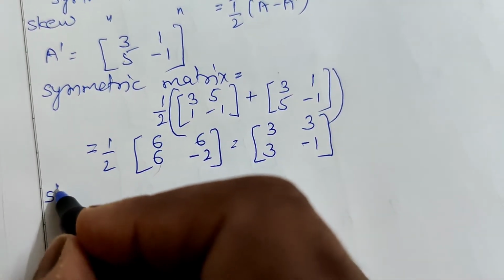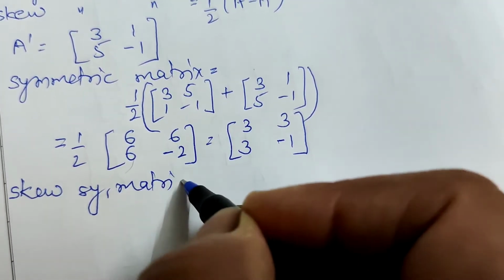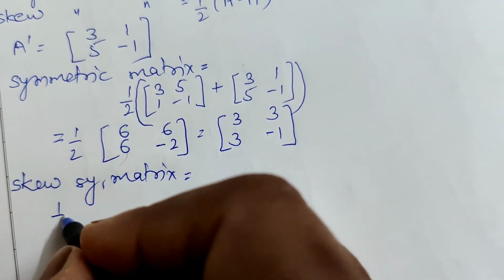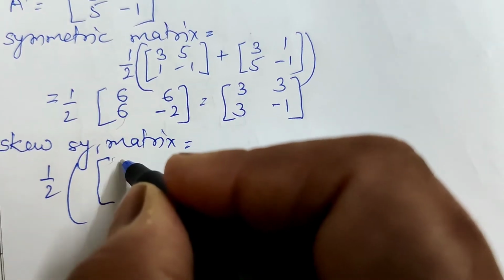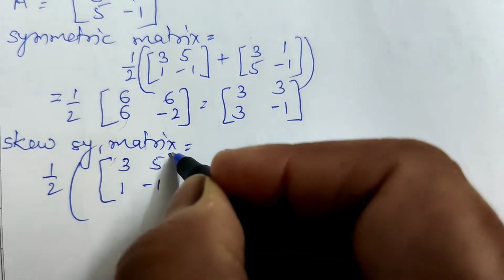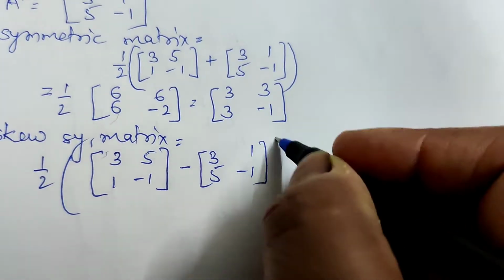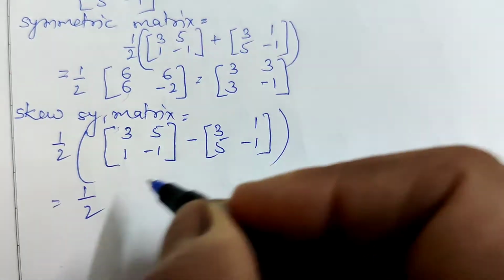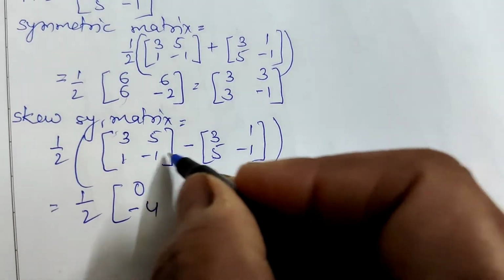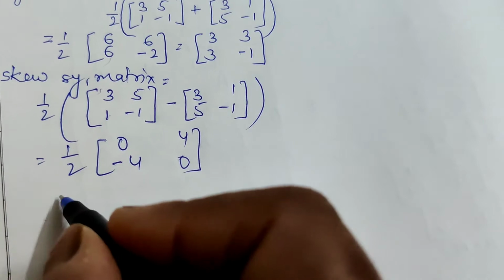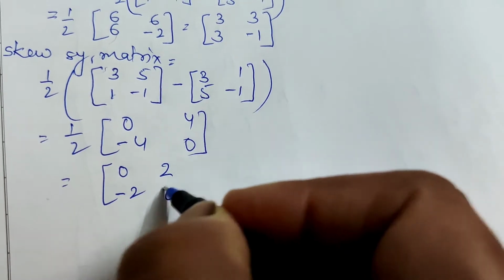And again the skew symmetric: half of A minus A dash. It means 3 1 5 minus 1 subtracted by 3 5 1 minus 1. 1 by 2, 3 minus 3 is 0, 1 minus 5 is minus 4, 5 minus 1 is 4, minus 1 minus minus 1 is 0. It means divided by 2, 0 minus 2, 2 0.